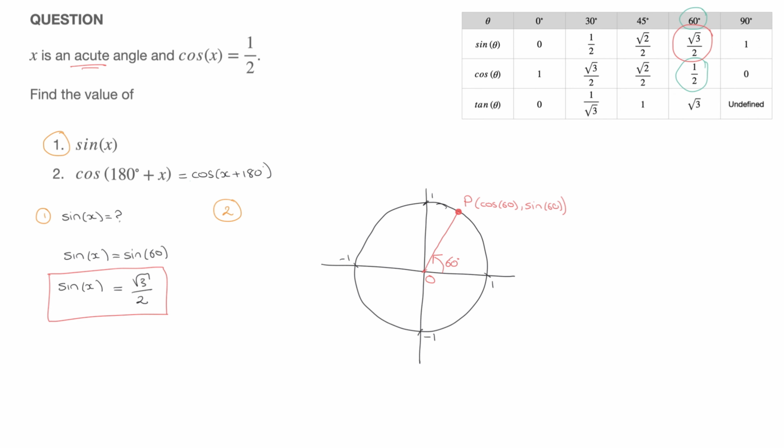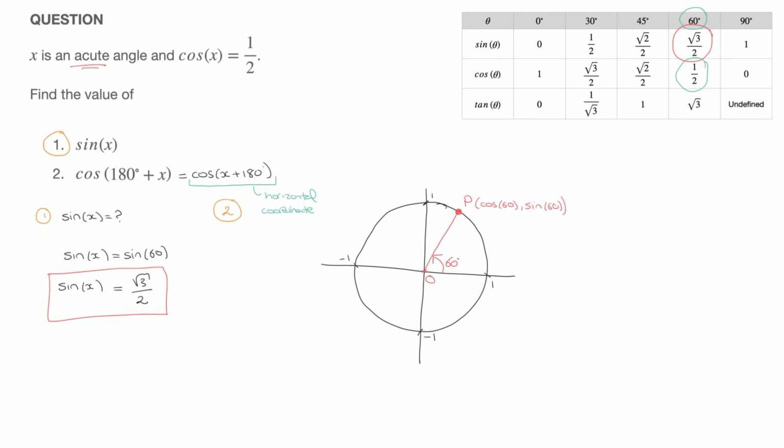And so let me start by saying that since we're interested in the value of cosine, we'll effectively need to find the horizontal coordinate of a point. So let me just write that underneath here. We need to find a horizontal coordinate.